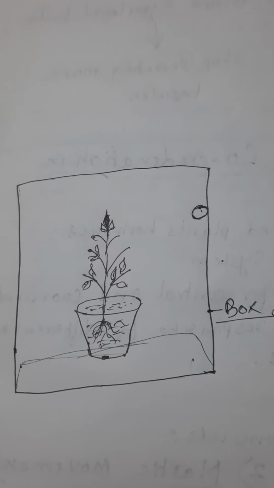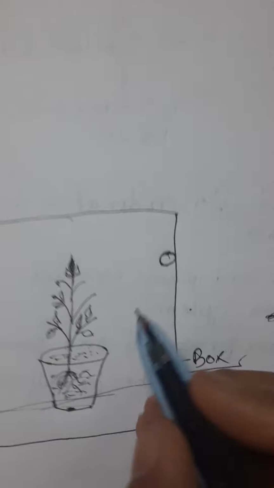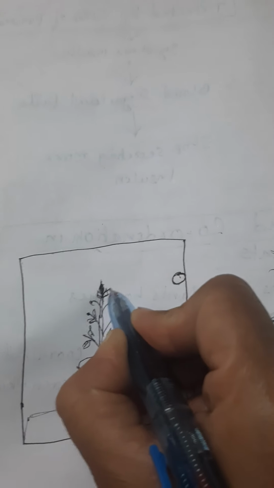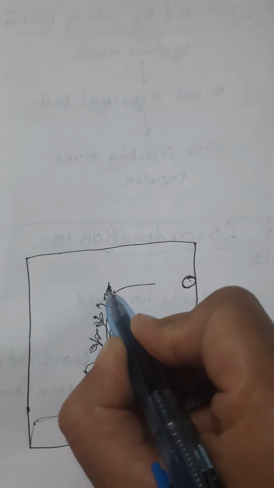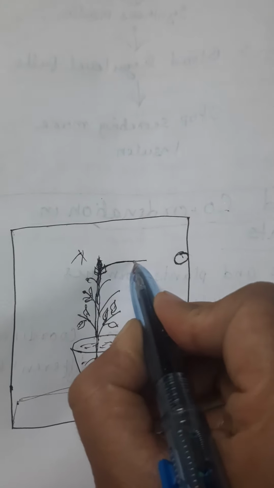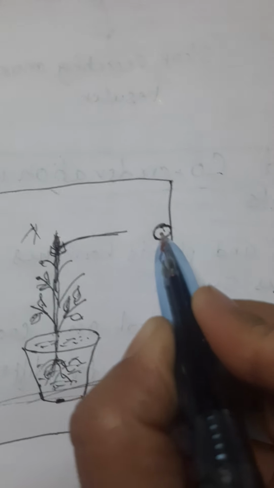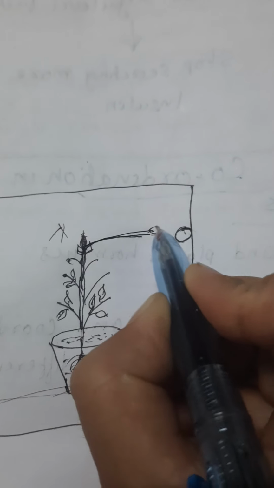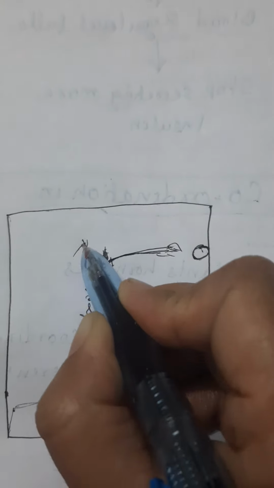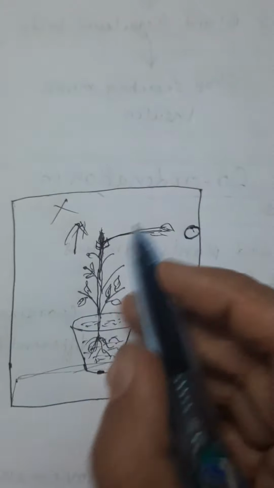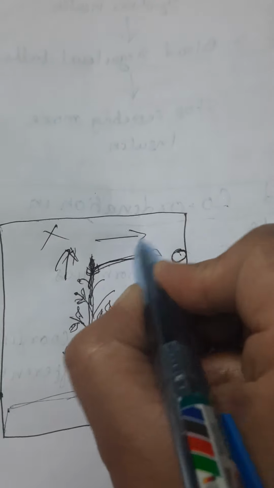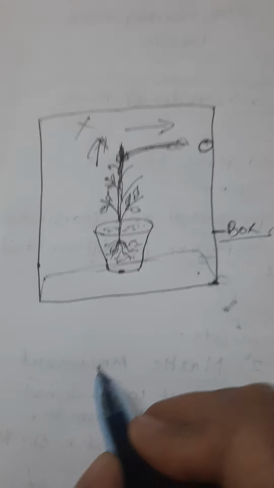Now what we will observe, we will see the part of the stem has bended, which was to grow in upward direction, now this will grow in this direction, that is towards the hole from where the light is coming. Now the growth will not be upside, it will be towards the hole, this side. It will be like this.